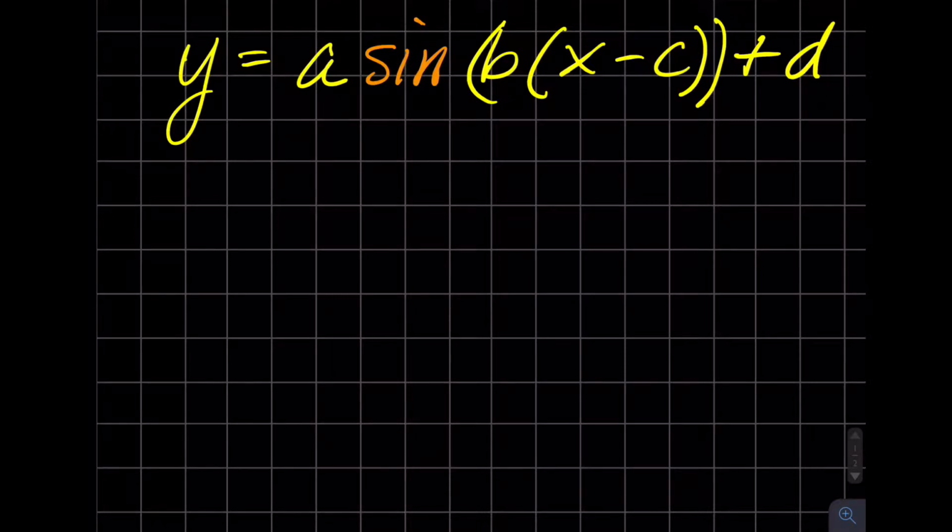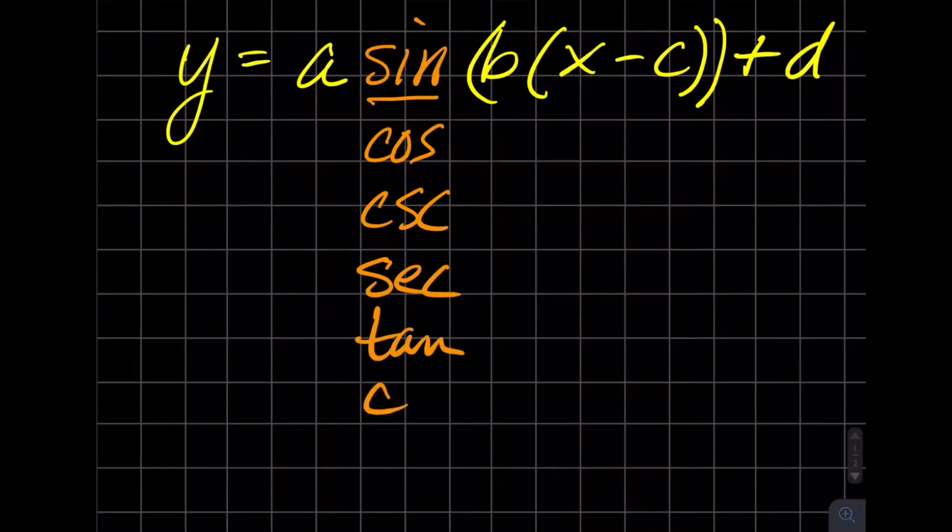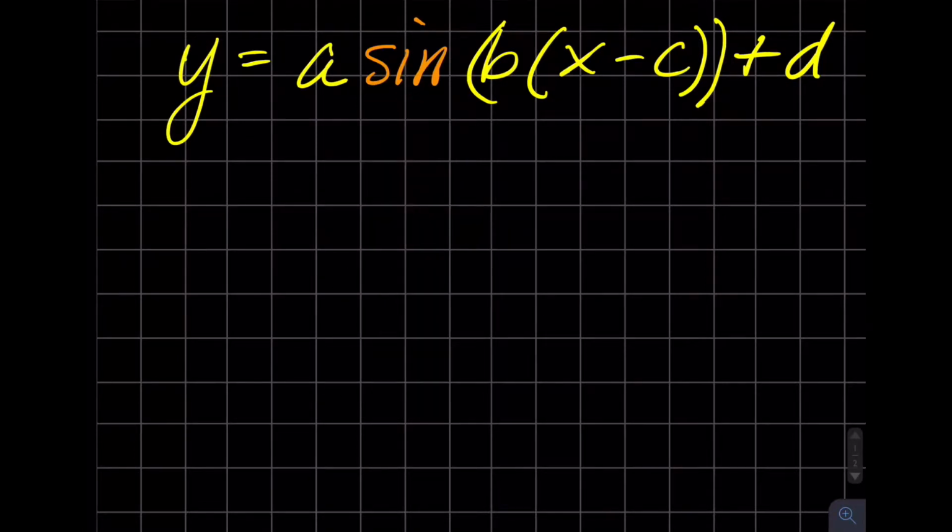And where it says sine right here, that could be cosine, cosecant, secant, tangent, or cotangent. Any of the 6 trig functions. And hopefully you reviewed the other videos that show how those parent functions are graphed.